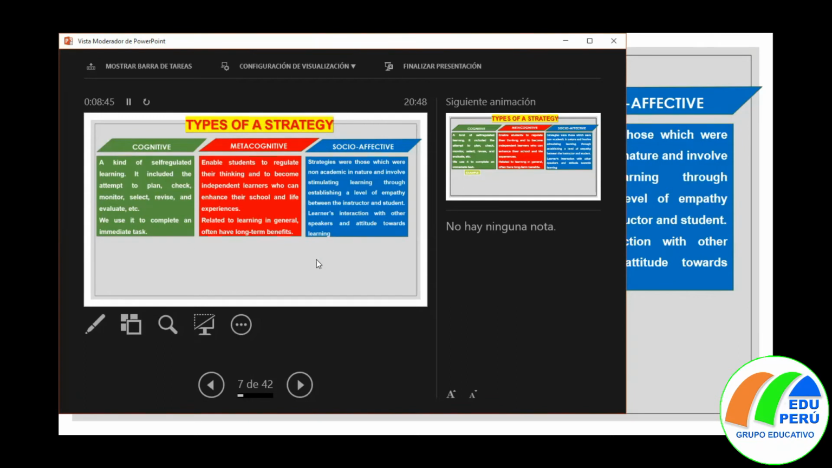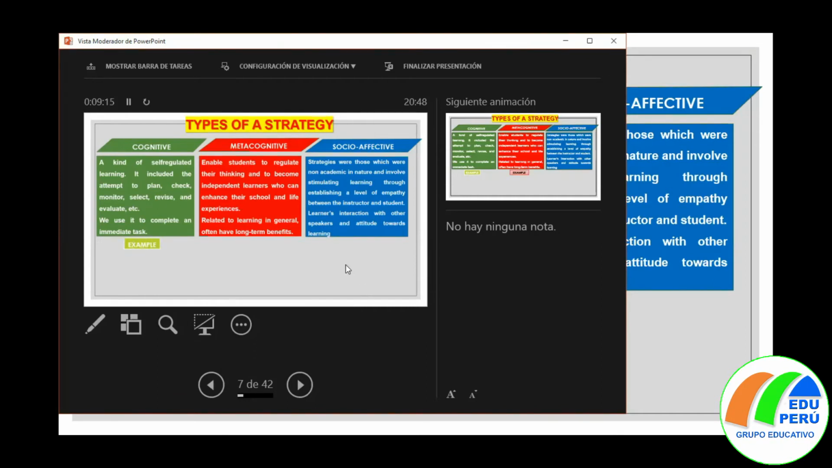Here, it's also related to the learner's interaction. Notice here, the learner's interaction with other speakers and attitude towards learning. What is their attitude toward learning? All right. So these are the social affective strategies. And notice here the 3-1. And now we are going to analyze some examples. I'm going to give you some examples.